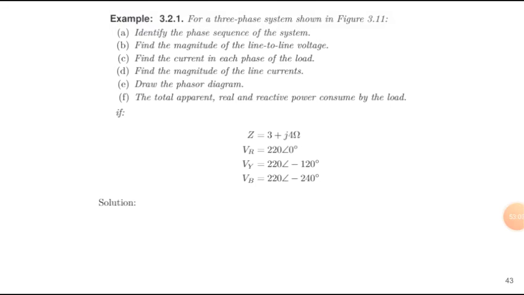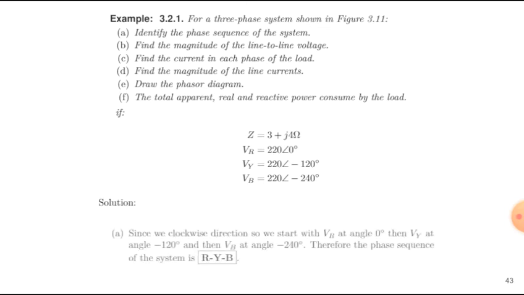Let's take an example directly. So first, that figure. Identify the phase sequence of the system with the given values here. The phase sequence is RYB: 0, negative 120, and negative 240. You don't need to draw the diagram anymore. You can directly imagine the solution. Next, find the magnitude of the line-to-line voltage.